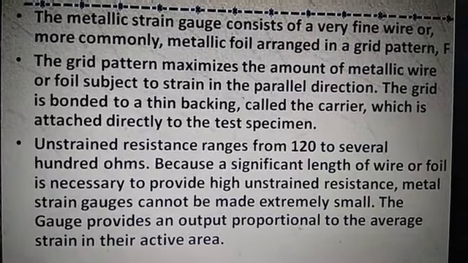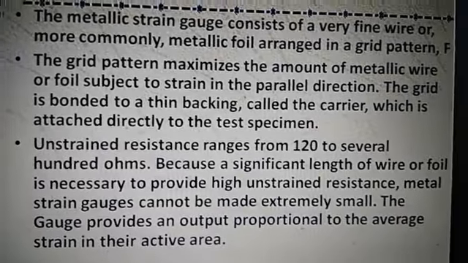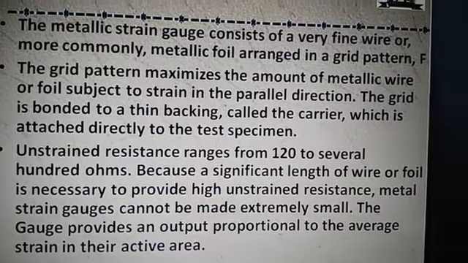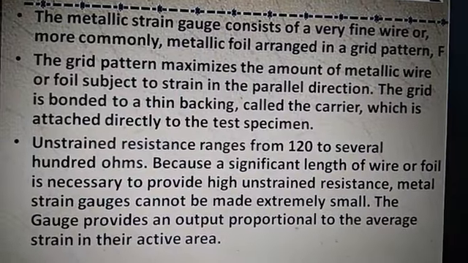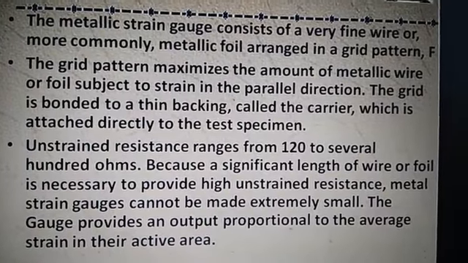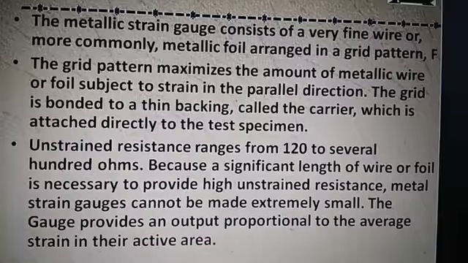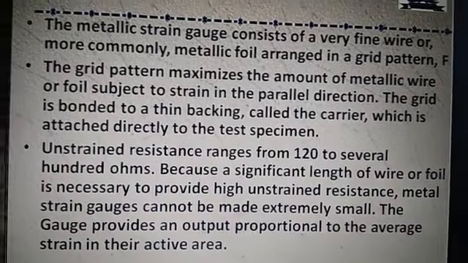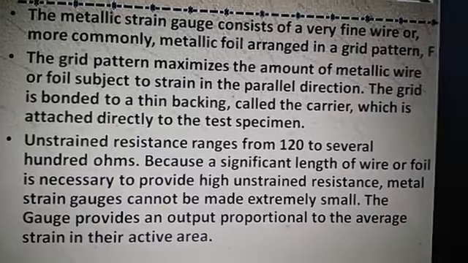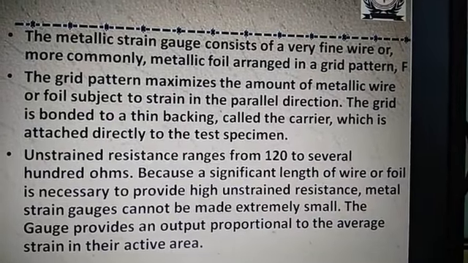Unstrained resistance ranges from 120 to several hundred ohms. Because a significant length of wire or foil is necessary to provide high unstrained resistance, metal strain gauges cannot be made extremely small. The gauge provides an output proportional to the average strain in their active area.